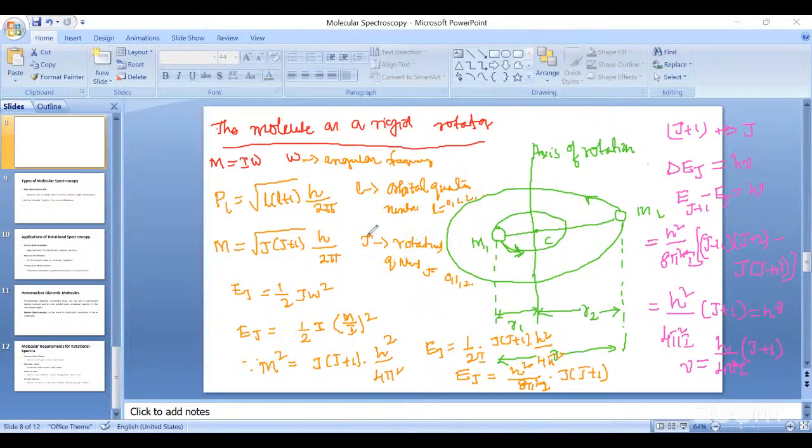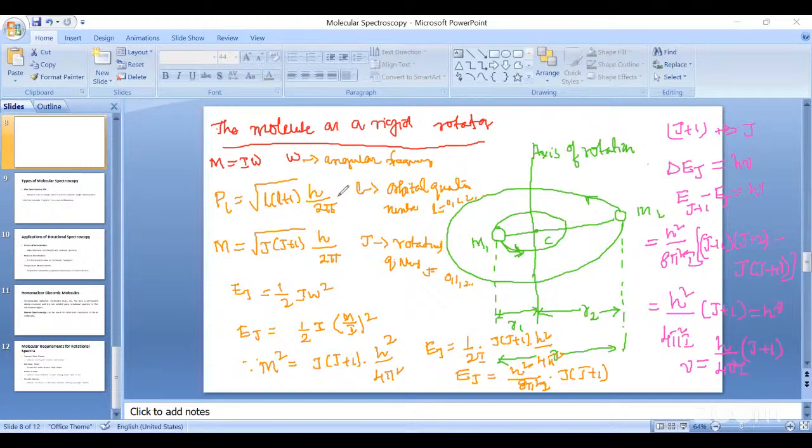By taking quantum mechanics into account, the angular momentum of the particle can be written as m equals I omega, where omega is the angular frequency. We have written the angular momentum of a single atom as PL equals root over L into L plus 1 into h by 2 pi. Here L is the orbital quantum number, which can take the values 0, 1, 2, 3.